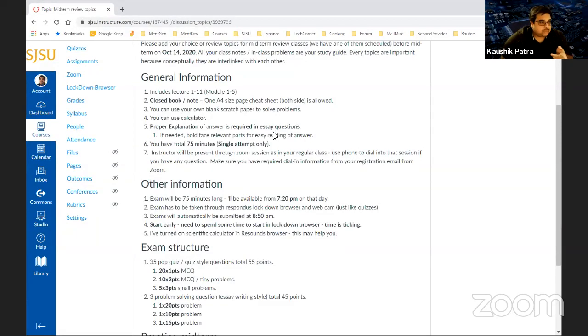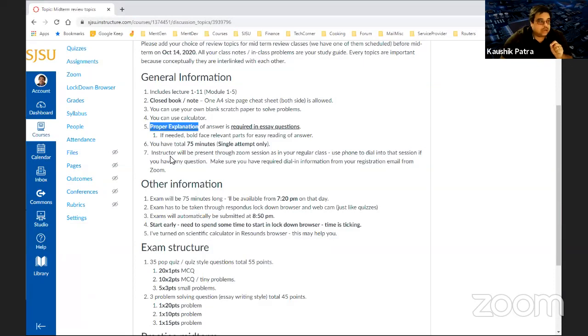There will be essay type questions. I'll come to the question breakdown, but you need to have a proper explanation for those. Just coming up with an answer for those essay type questions is not sufficient. You need to have proper explanation, and explanation carries most of the marks, not the final answer.